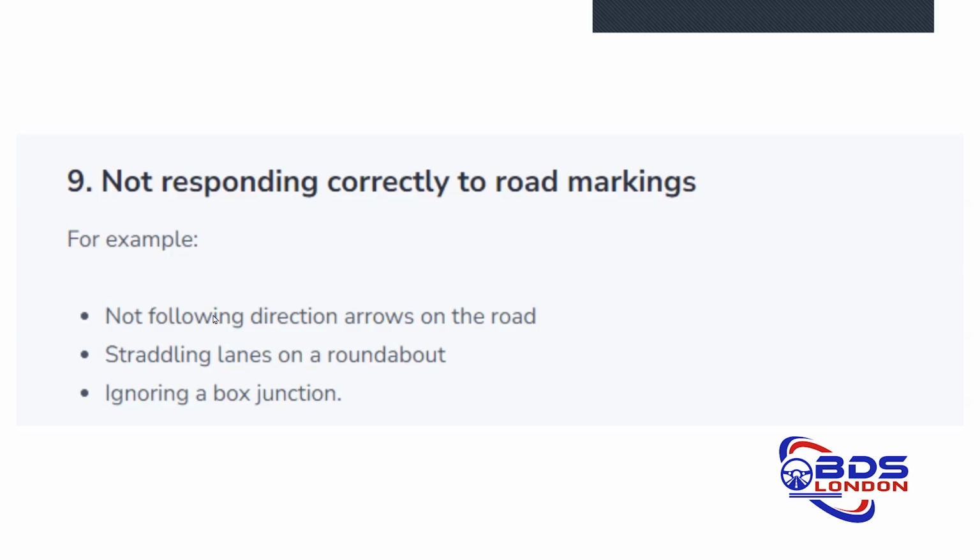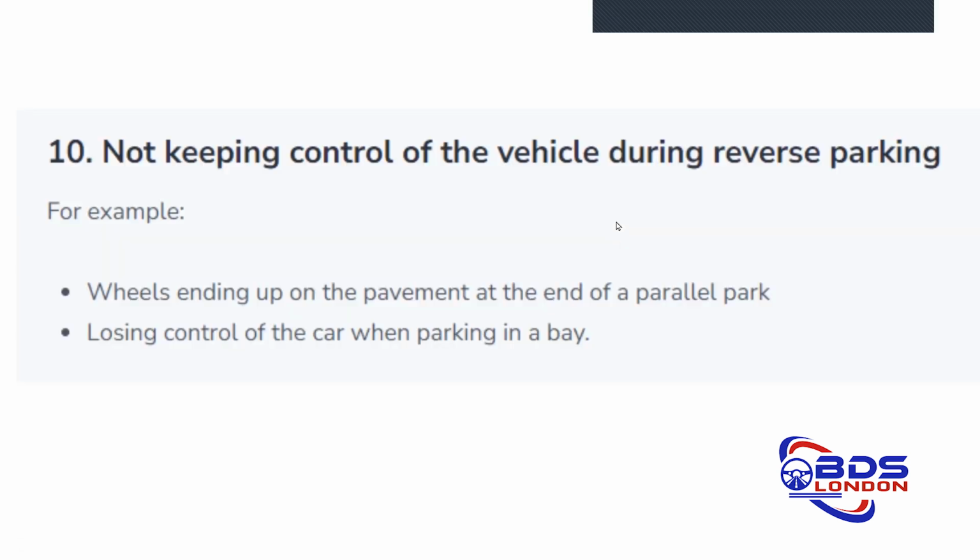Okay. This is that not following direction arrows on the road, straddling lanes on a roundabout, flatlining a roundabout, ignoring a box junction. This is where you've got yellow lines which you're not allowed to cross. If you have to wait, you can cross them if the road is clear on the other side. Otherwise, you have to wait at the beginning. Okay, and then the rest is just maneuvering and not knowing how to park or not knowing your maneuvers correctly, parallel park and so on.